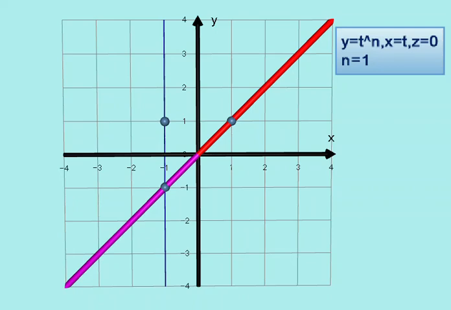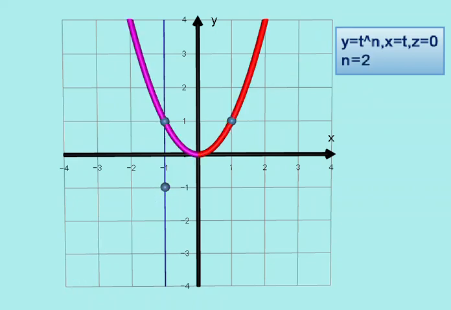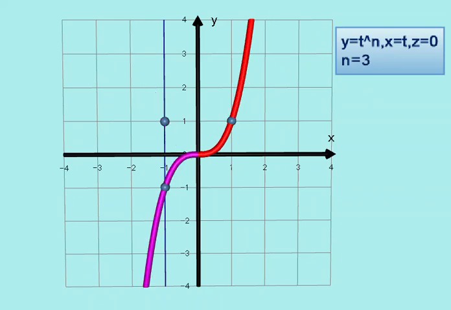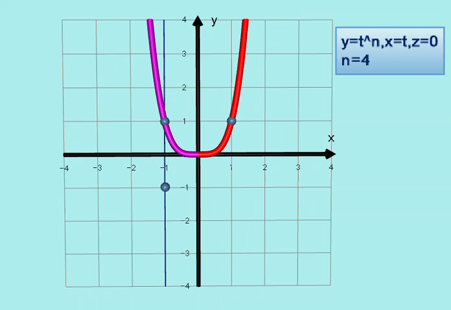I'm going to look at graphs of the form y equals x to the power n. This is just a parametric form of x to the power n. Now at the moment n is 1. Let's increase n to 2 and we get a parabola. y equals x to the 3, a cubic. y equals x to the 4.